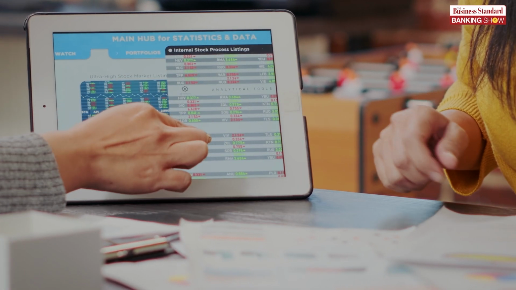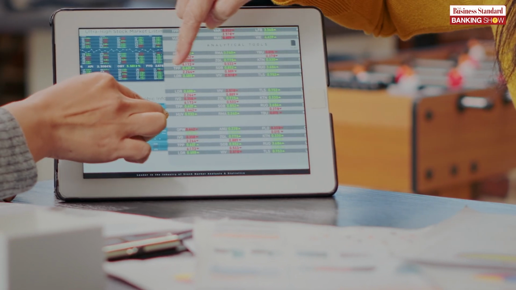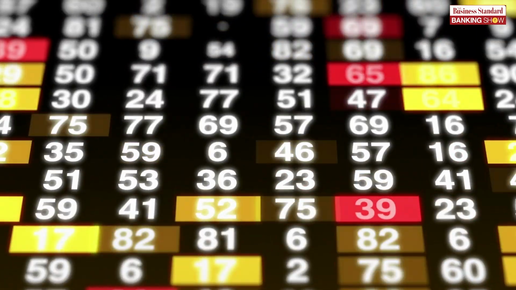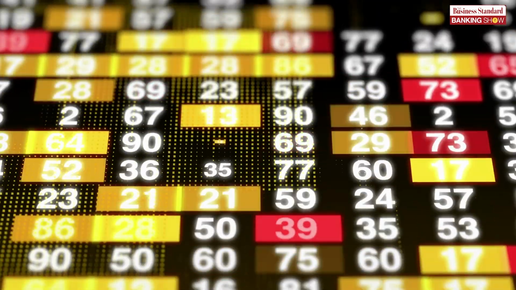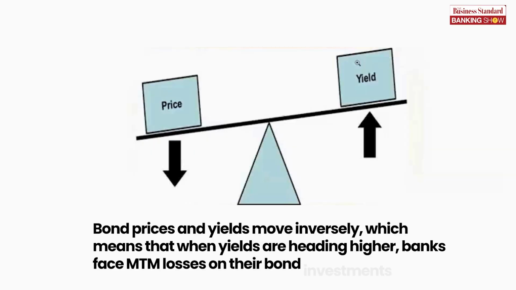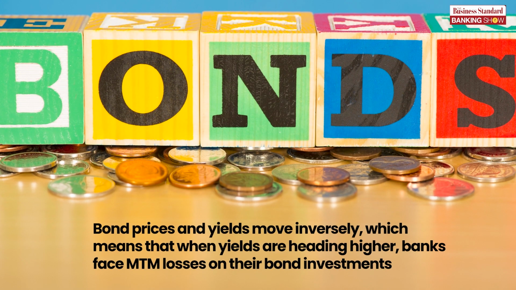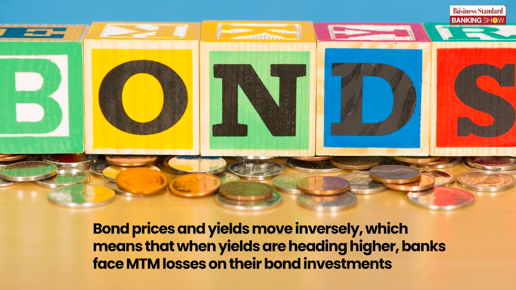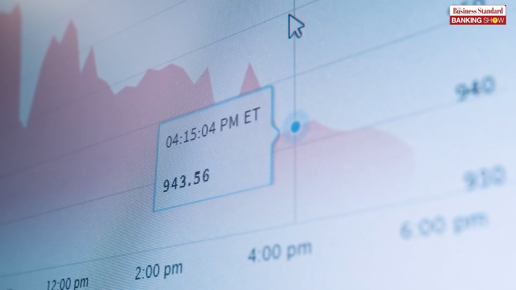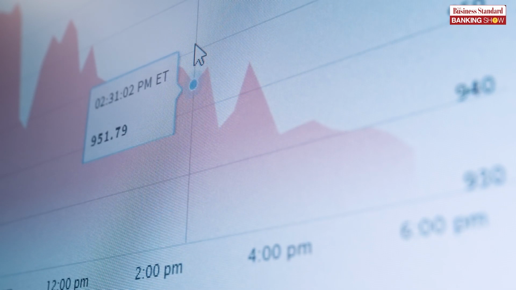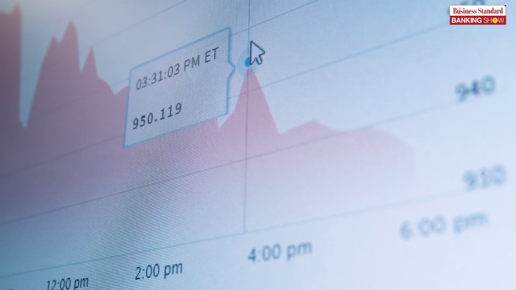When benchmark policy interest rates rise, bond yields also rise because of an increase in the cost of funds. Bond prices and yields move inversely, which means that when yields are heading higher, banks face MTM losses on their bond investments. Banks need to make provisions for these losses, and this threatens profitability.